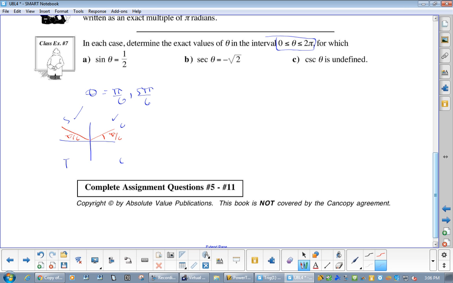So what would be the reference angle? What would be the answers? Pi over 6 and 1, 2, 3, 4, 5 pi over 6. So if it's on the unit circle, it's so much easier to pick it.